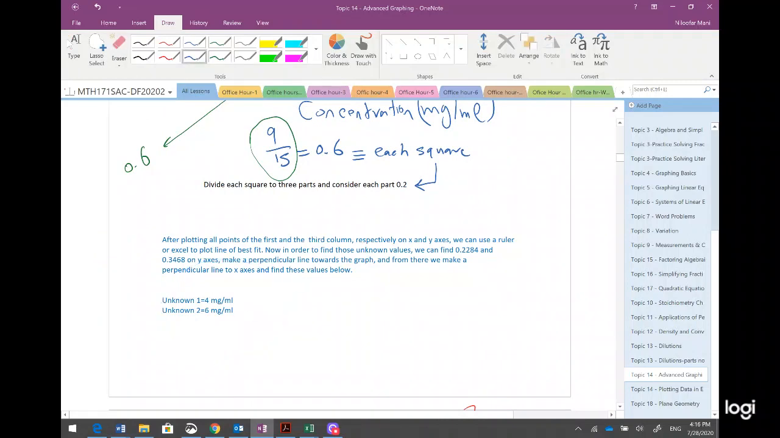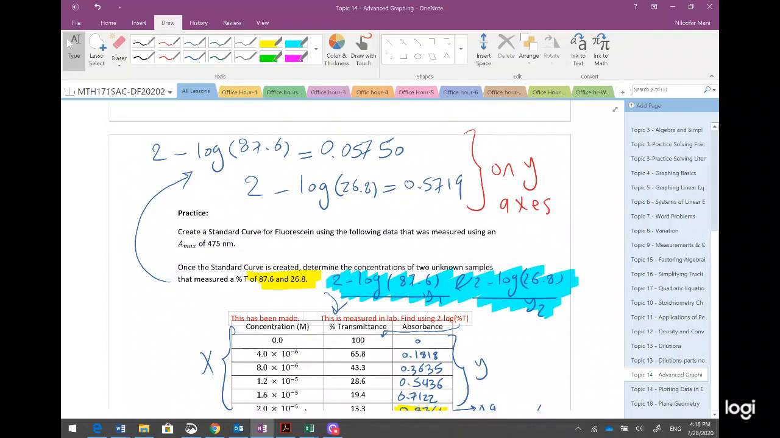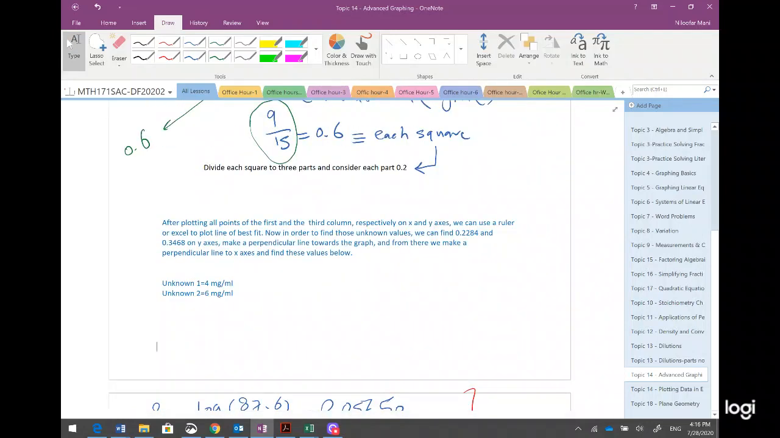So okay, make sure to read the file. The file is in OneNote. Okay, and you have access to OneNote. Okay, so beautiful. So I have all these values on x-axis, concentration.